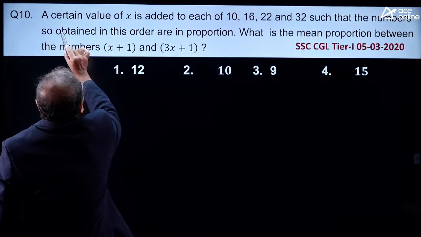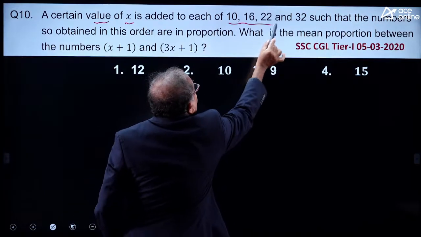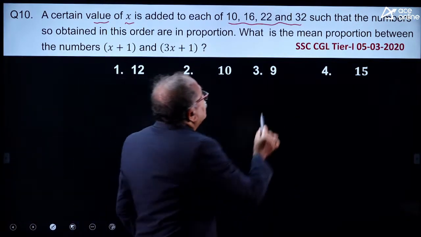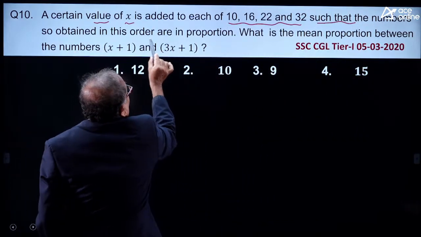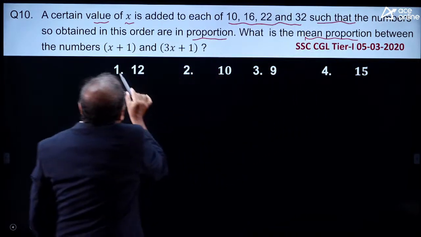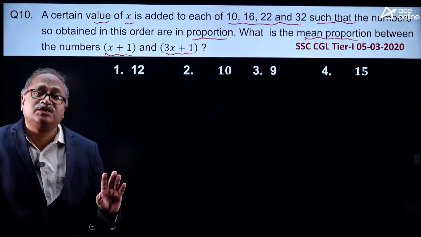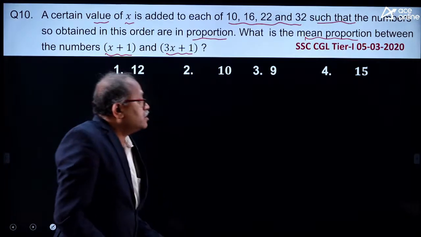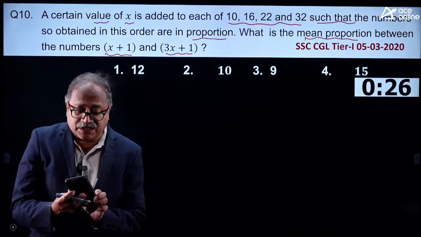And what is there? A certain value of x is added to each of these numbers. So, similar type of question, please apply the second method such that the numbers so obtained are in proportion. So, what is the mean proportion between x plus 1 and 3x plus 1? And I am sure with the second method you can answer it in a very easy way. Similar question, so that is the repetition of the second method.